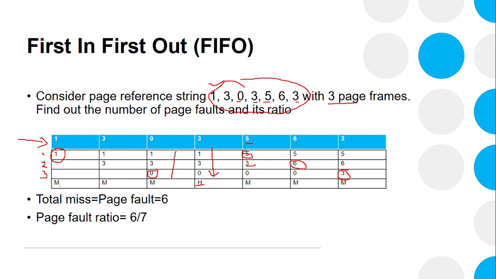7 is the number of strings. So 1, 3, 0, 3, 5, 6, 3. Total number of strings are 7. So the page fault ratio is 6 by 7.